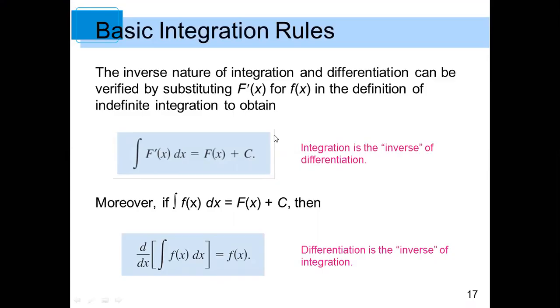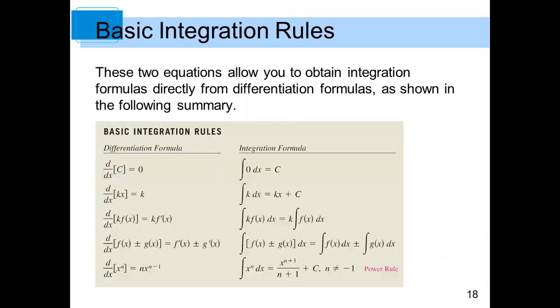Anti-differentiation undoes differentiation. Also, if the integral of f of x dx equals capital F of x plus c, then the derivative of the integral equals what you started with, okay? It's like if you add 2 and subtract 2, you still get the number you started with. So like if I started with 17 and I add 2 and subtract 2, you end up with 17. They cancel each other out kind of. So these two equations allow you to obtain integration formulas directly from differentiation formulas in this summary here.